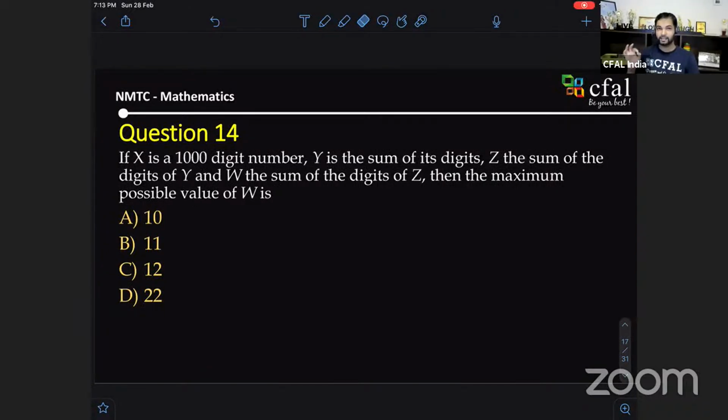They want the maximum possible value of W, right? They didn't tell you anything about X, Y, Z or anything. They want the maximum possible value of W, right? So even your final answer you are getting as 9. Is that what you're getting? No, sir. Okay. Just figure it out. Let others also try.